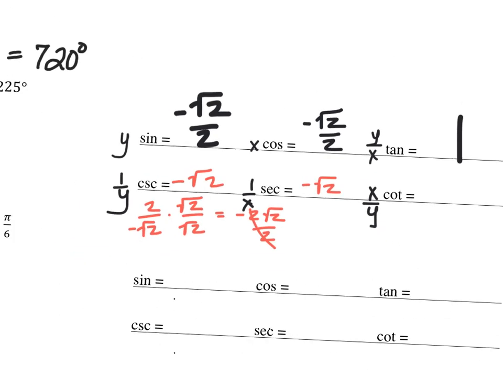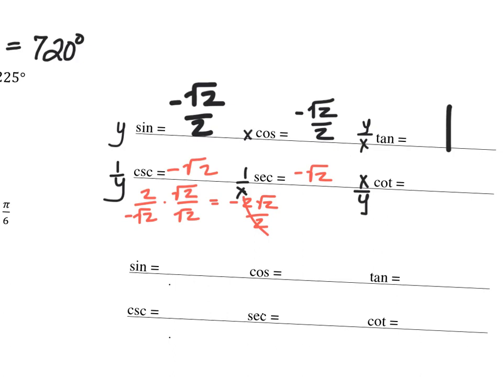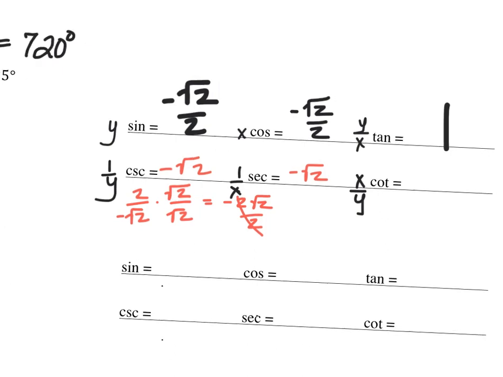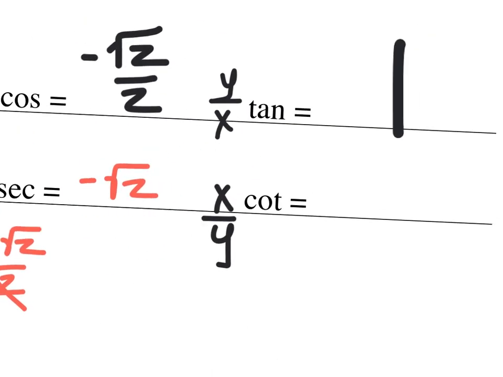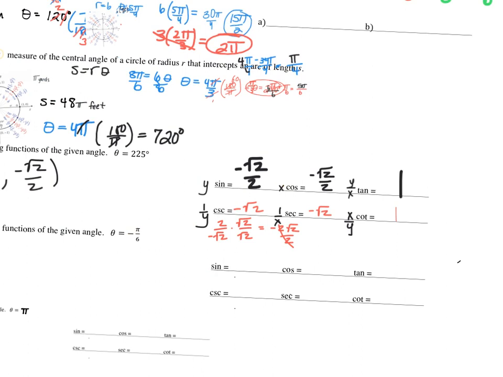And then if I have x over y, you can write out the x over the y if you want to show me. Or you can just say that the reciprocal of 1 over 1 is 1. There's my answer. Questions? You guys are getting the unit circle.